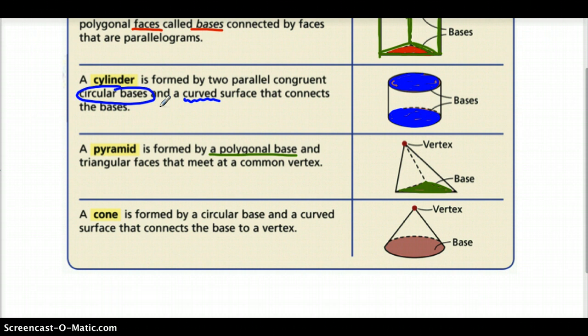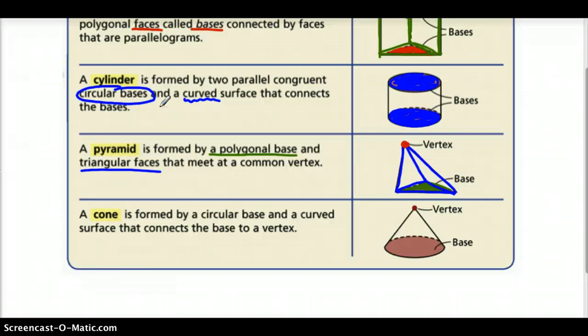It also has these triangular faces. Here's one of the triangular faces, here's another one, and the last triangular face would be right here. They meet at this common vertex, this common point right at the top. So a pyramid is formed by a polygonal base and triangular faces that meet at that common point.